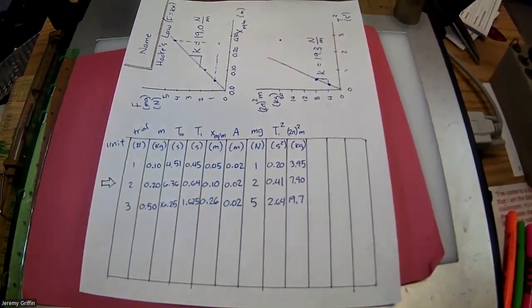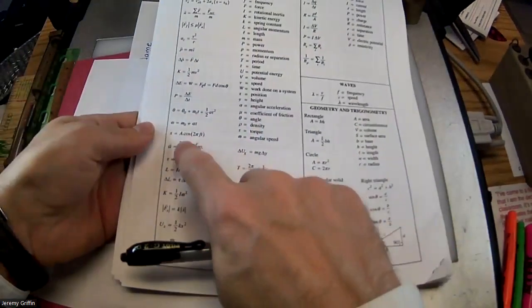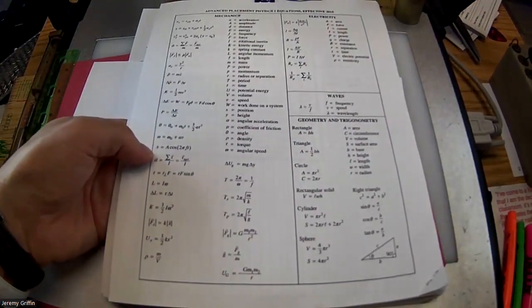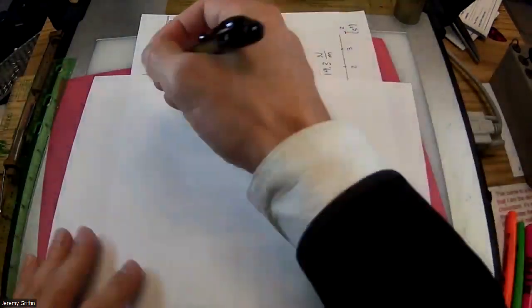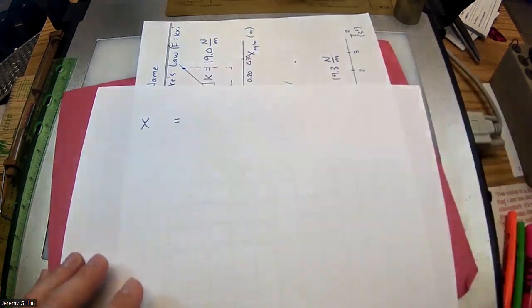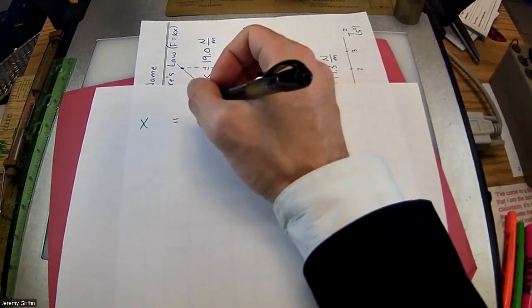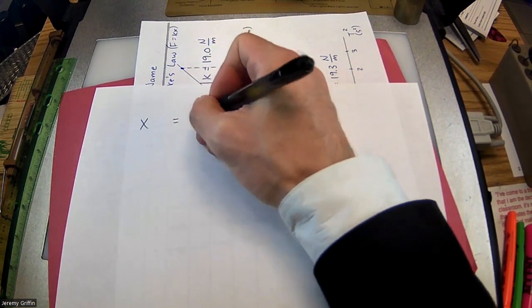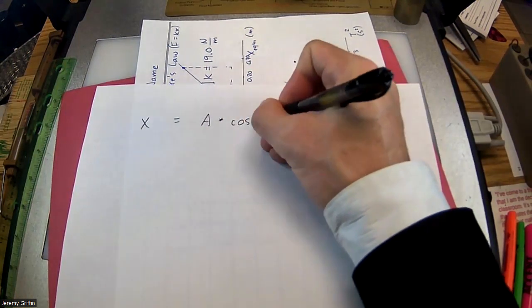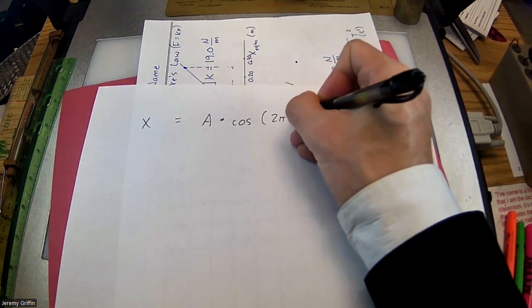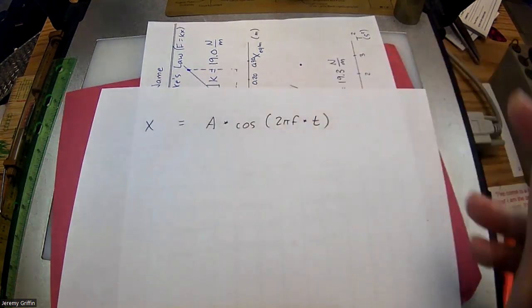All right. So I need to bring up an equation for oscillation motion. And that's going to be, okay, let's use this one right here. It's about 2/3 of the way down the page on the AP equations. It says, here, I'll just copy this here. X equals the amplitude times cosine of 2 pi f times t. That's what it says.